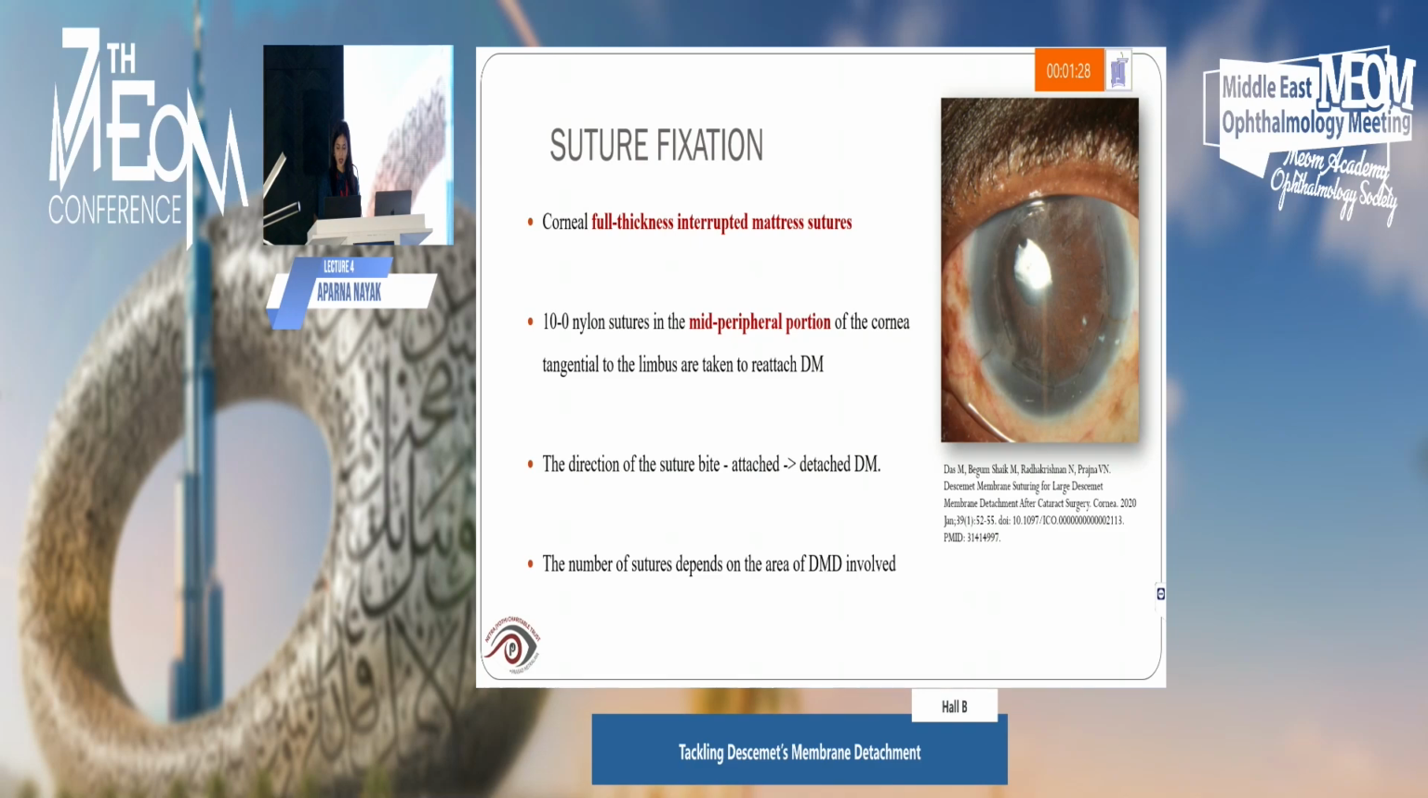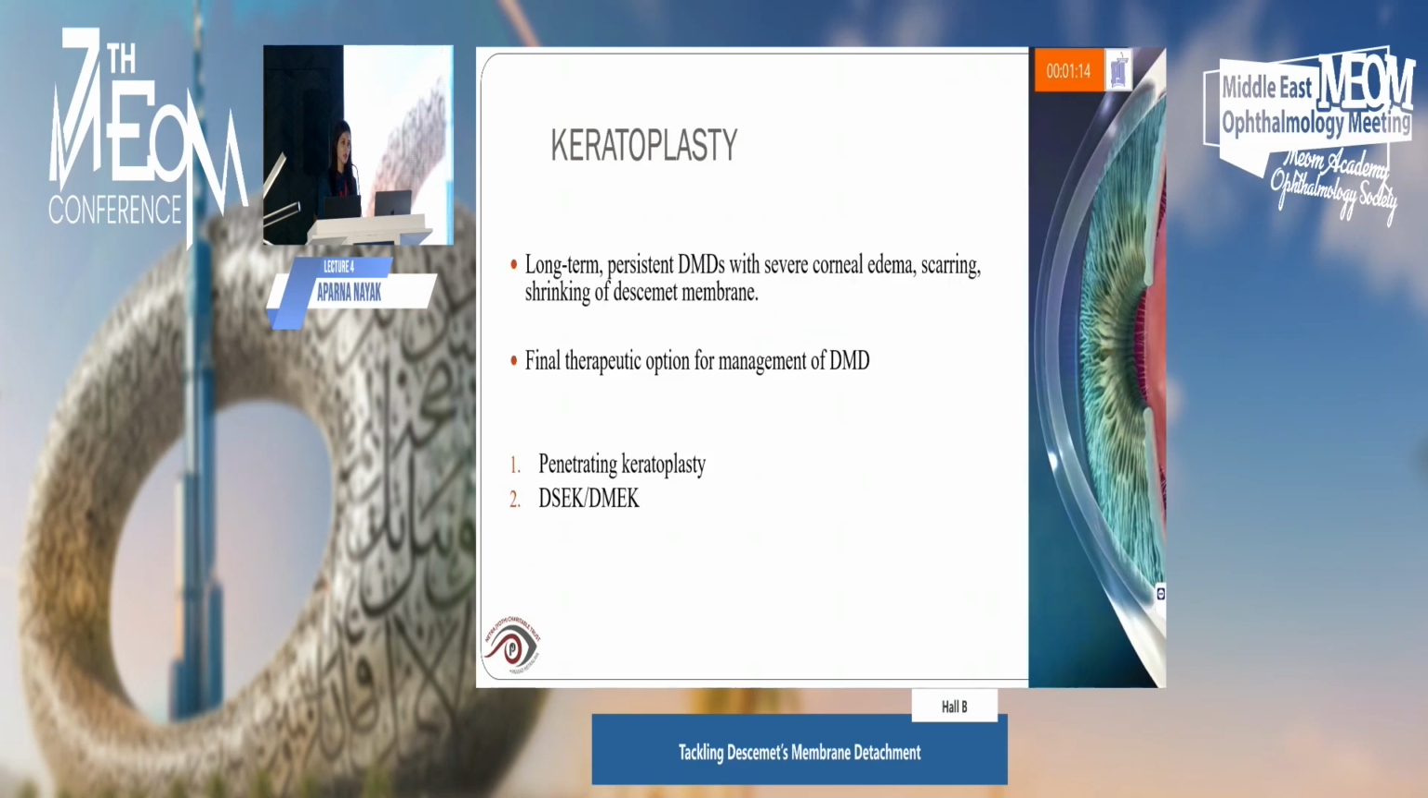And there are a few studies who have tried suture fixation. I haven't tried it personally. So you can do a full thickness interrupted mattress suture where you take the suture bite from the attached to the detached DM. So this is the picture of the same. And if nothing works, finally you go for an endothelial keratoplasty, DSEK or DMEK, or penetrating keratoplasty depending on the case.